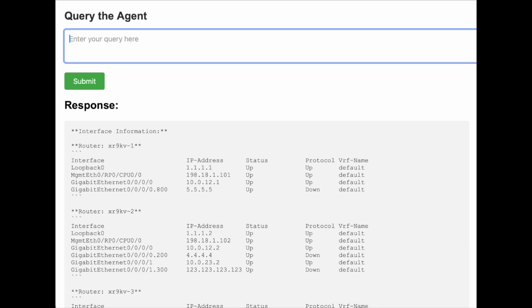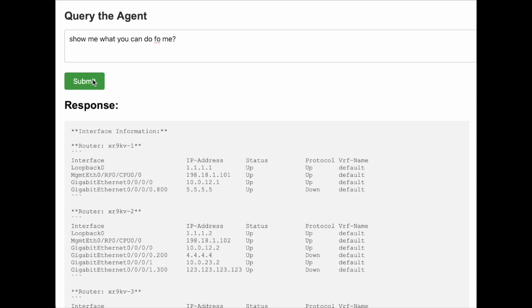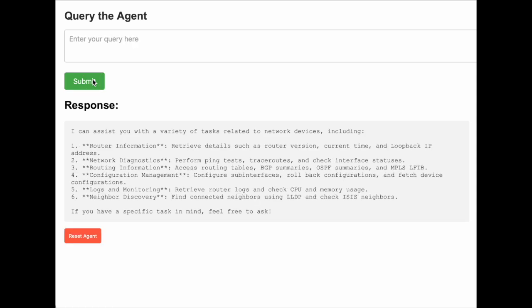Show me what you can do for me. So it says I can retrieve information, do diagnosis, show routing information, and show configuration management, configure sub-interfaces, fetch device configuration, logs, monitoring, neighbor discovery. Okay, neighbors I just showed you.